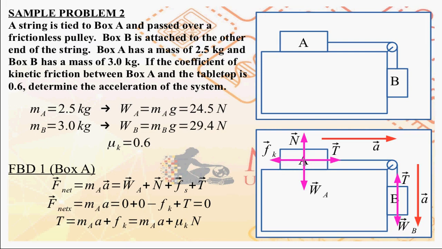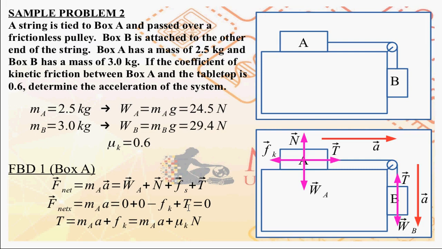So this should be Fk, because we're talking about kinetic friction. This is not Fs but Fk. Fk is horizontal, heading in the negative direction, so negative Fk. Tension is horizontal, heading in the positive direction.